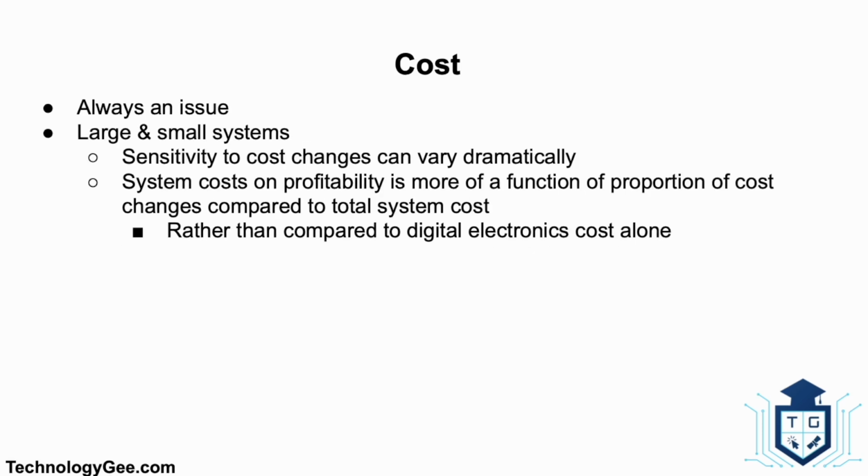The next constraint is cost. So even though embedded systems have stringent requirements, cost is almost always an issue. Although designers of systems large and small may talk about the importance of cost with equal urgency, their sensitivity to cost changes can vary dramatically. A reason for this may be that the effect of system costs on profitability is more a function of the proportion of cost changes compared to the total system cost rather than compared to the digital electronics cost alone.